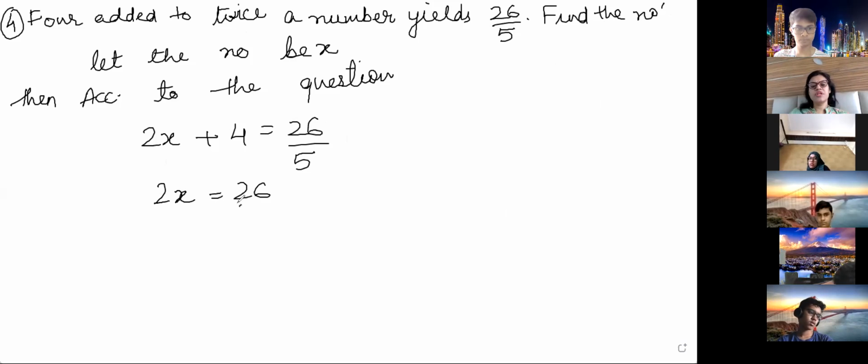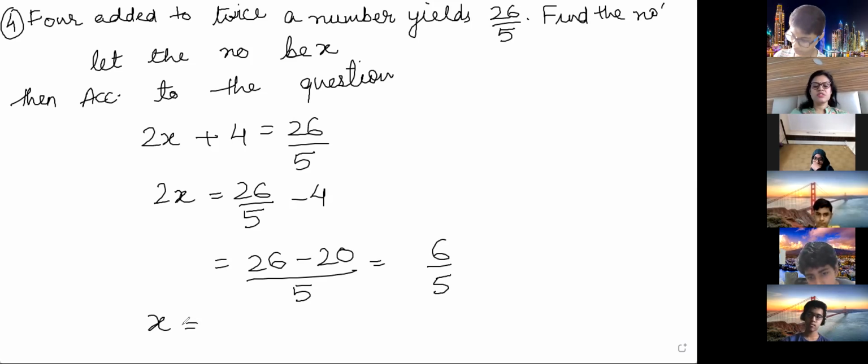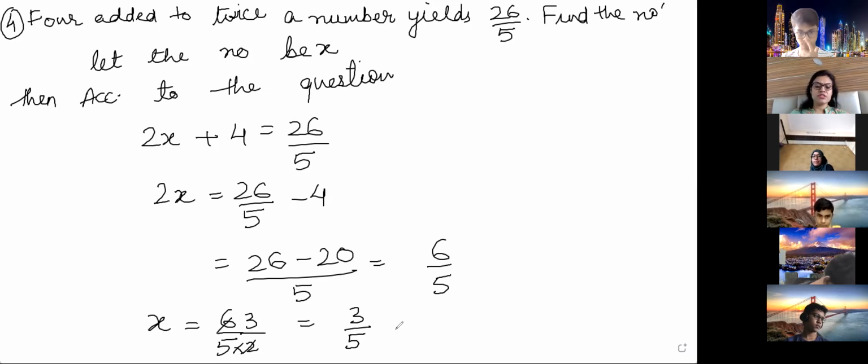2x is equal to 26 by 5 minus 4, which is equal to 26 minus 20 upon 5. If you take the LCM, it becomes 20, because to make 4 into 4 by 5 you'll have to multiply by 5. So it is 6 by 5. Now x is equal to 6 by 5 into 1 by 2, because the 2 was here, so 2 comes down. 2 3s are 6. Yes, 3 by 5 is the correct answer. Who got 3 by 5? Yeah, Farhana, correct answer. So this was required.